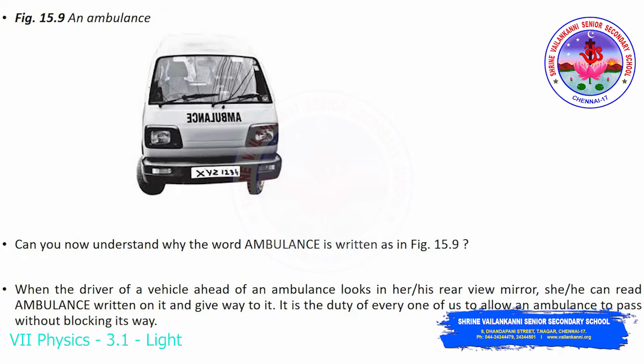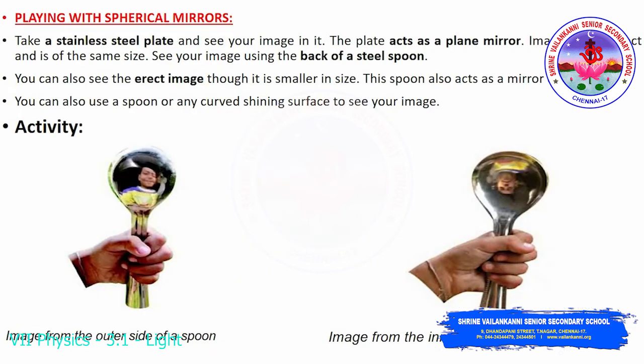Now you understood. And now, playing with spherical mirrors. What do you mean by a spherical mirror? Spherical obviously means like a circle, right? We can even see our image in spherical mirrors. You can take the example of a stainless steel plate or a stainless steel spoon. In all these objects, you will be able to see your image, right? All these things act like a plane mirror.